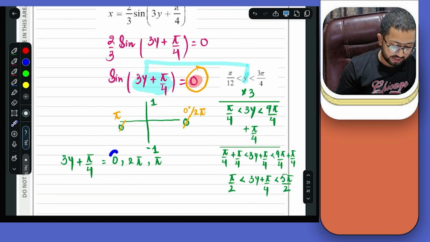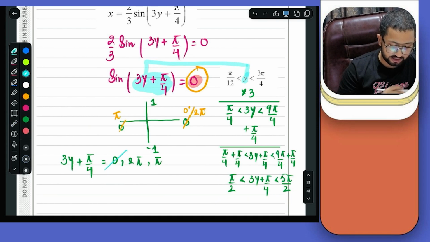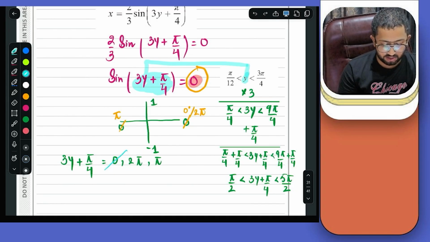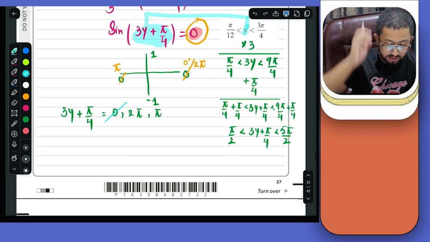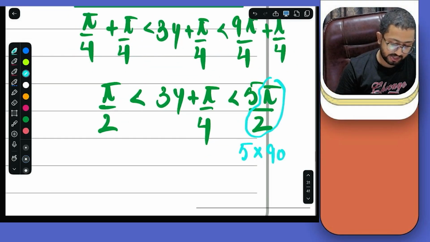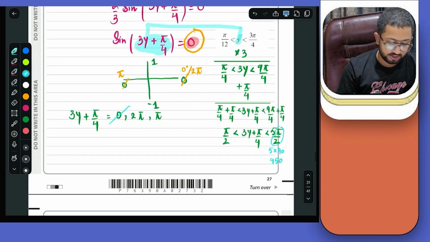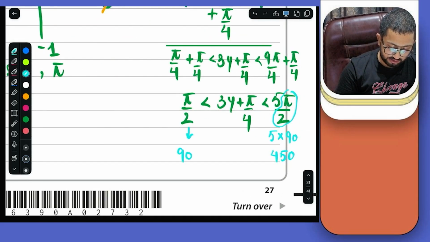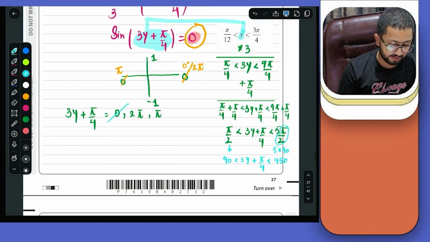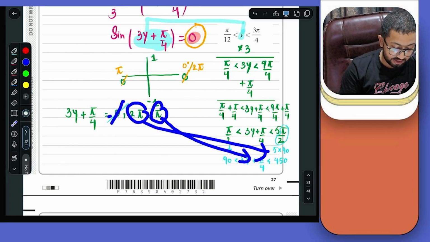Now look at the screen. Is 0 included in the range or not? No, sir. So please cross this answer out. Is 2 pi included in the range or not? Better check it. 5 pi by 2: pi by 2 is 90, so 5 times 90 is 450. And the lower limit is 90. So the range is between 90 and 450. Pi is a part of the range, 2 pi is also a part of the range, but 0 is not.